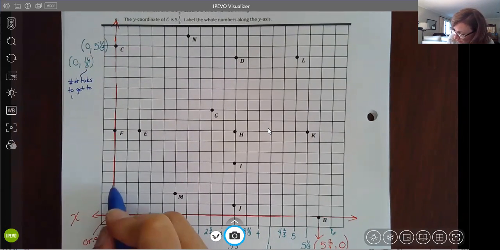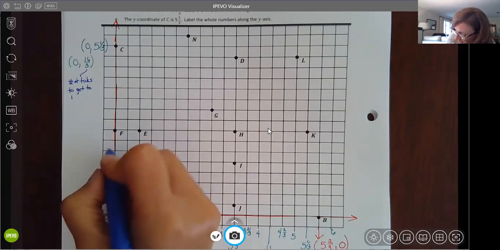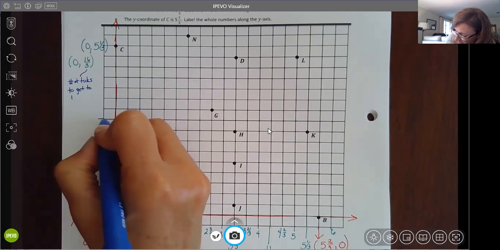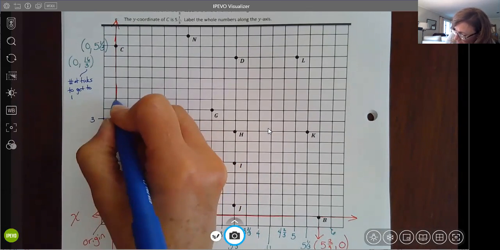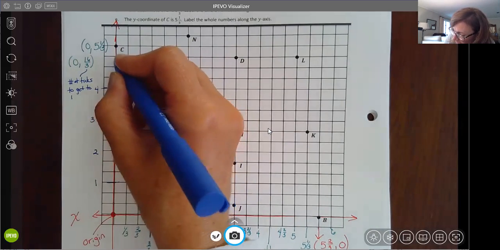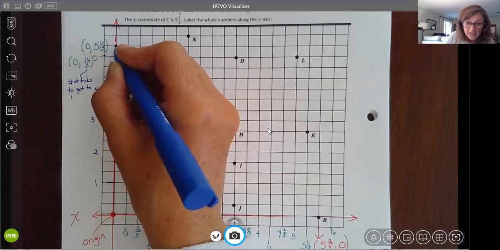So 1, 2, 3. There's 1. 1, 2, 3. There's 2. 1, 2, 3. This is 3. 1, 2, 3. This is 4. 1, 2, 3. This is 5. That would be 1 tick mark, so that's 5 1/3.